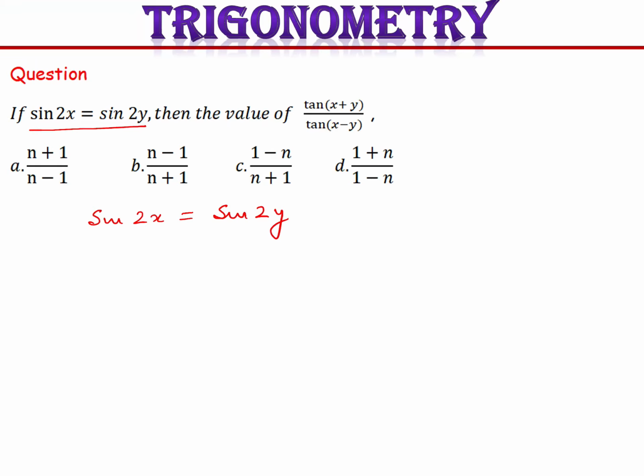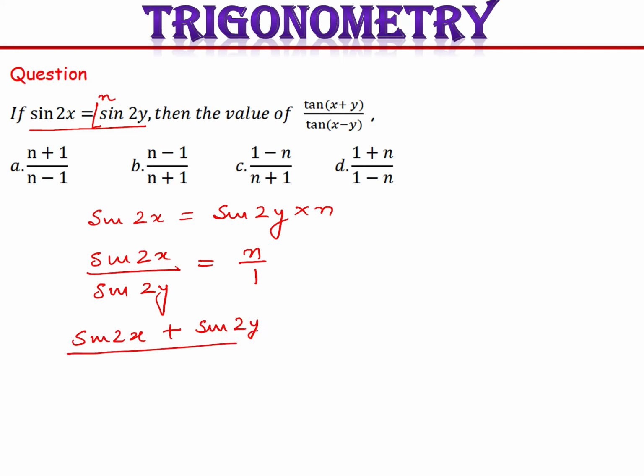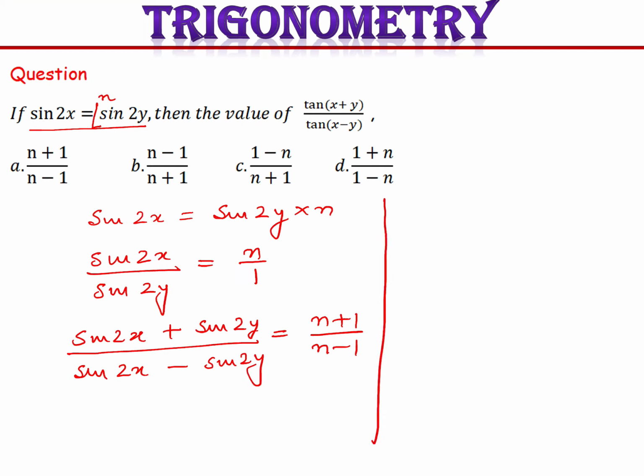Actually, there is a misprint over here. There has to be an n over here, into n. Right, so I get sin 2x upon sin 2y is equal to n upon 1. So now I am going to apply componendo and dividendo. Sin 2x plus sin 2y divided by sin 2x minus sin 2y, and this will become n plus 1 upon n minus 1.